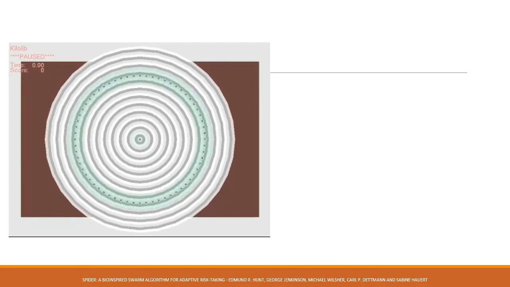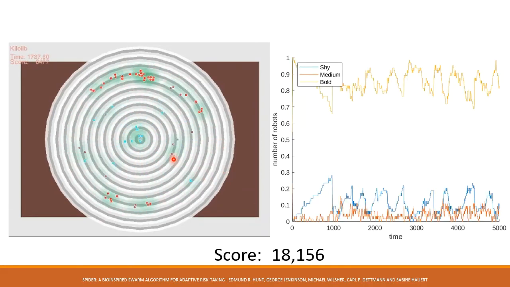Another opposing set of variables leads to the swarm being far too bold. Every now and then these Kilobots come back to the center and score small points, but most of the time they spend completely disconnected around the edges. That's represented here on the right. As time goes on, it quickly becomes a very bold and not very useful swarm with a low score of 18,000.